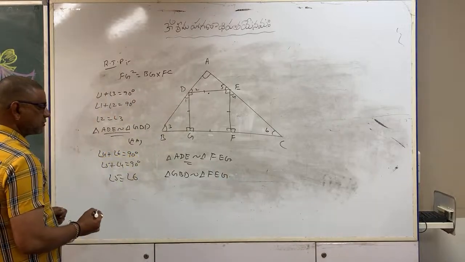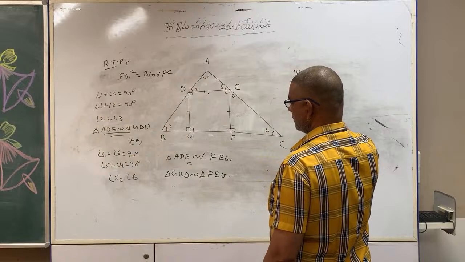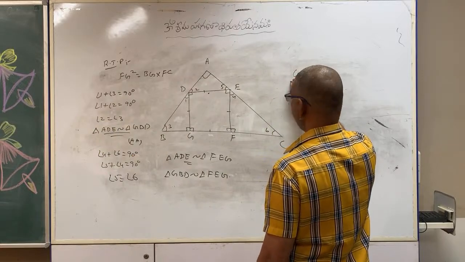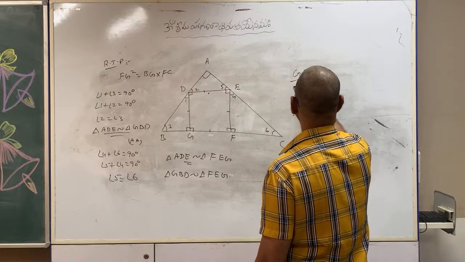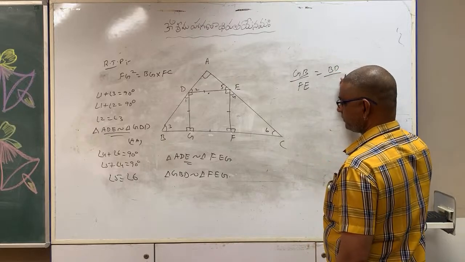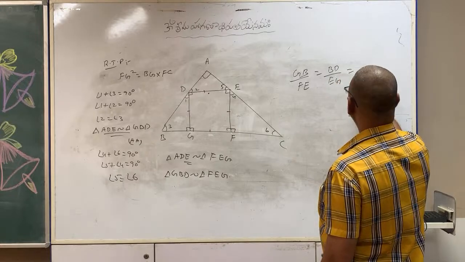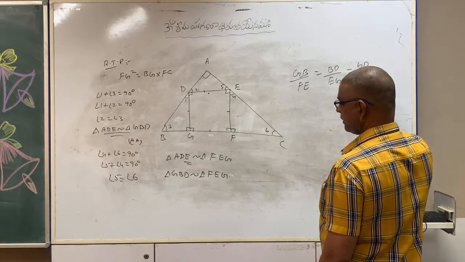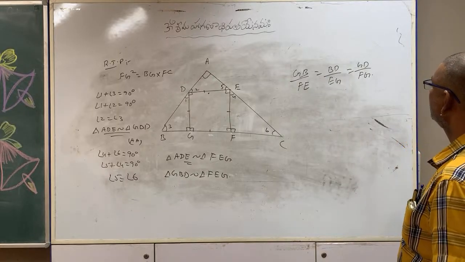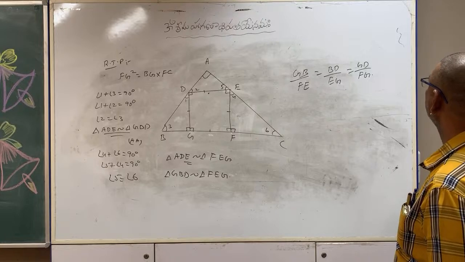Now you write the ratios. DG by GB by FE is equal to BD by EC is equal to GD by FC. Okay. Now, what is BG into FC?